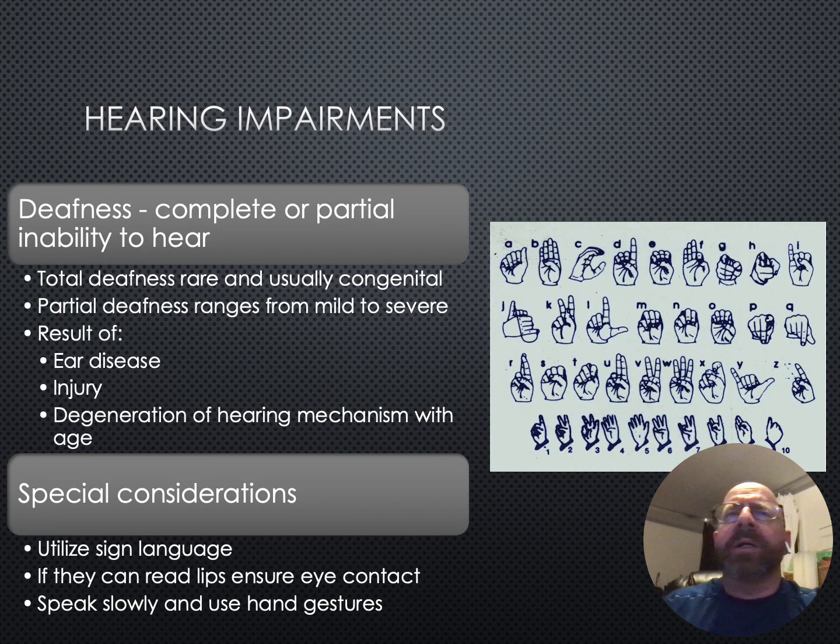Hearing impairments are relatively common. These can include deafness, complete or partial inability to hear. Total deafness is rare and it's usually congenital, but there are many of our patients with partial deafness which may have come at birth or may be a result of occupational injury, ear disease, or degeneration of the hearing mechanism with age. You may have to consider the utilization of sign language, or if they are lip readers, ensure you have eye contact, speaking slowly, and using hand gestures to communicate effectively.